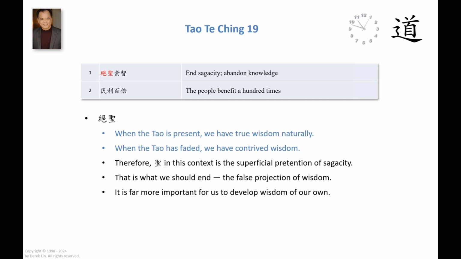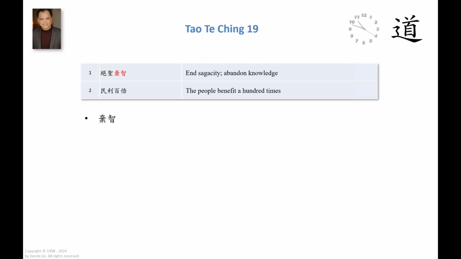In the second part of this line, we have the two characters that translate to abandon knowledge. So we begin the analysis of those two characters by noting that the contrived appearance of knowledge, just like contrived wisdom, can also be harmful to us. And due to the inauthentic nature of contrivance, the contrived appearance of knowledge can be harmful because it is a projected image. It's an illusion, a facade that is lacking in substance.